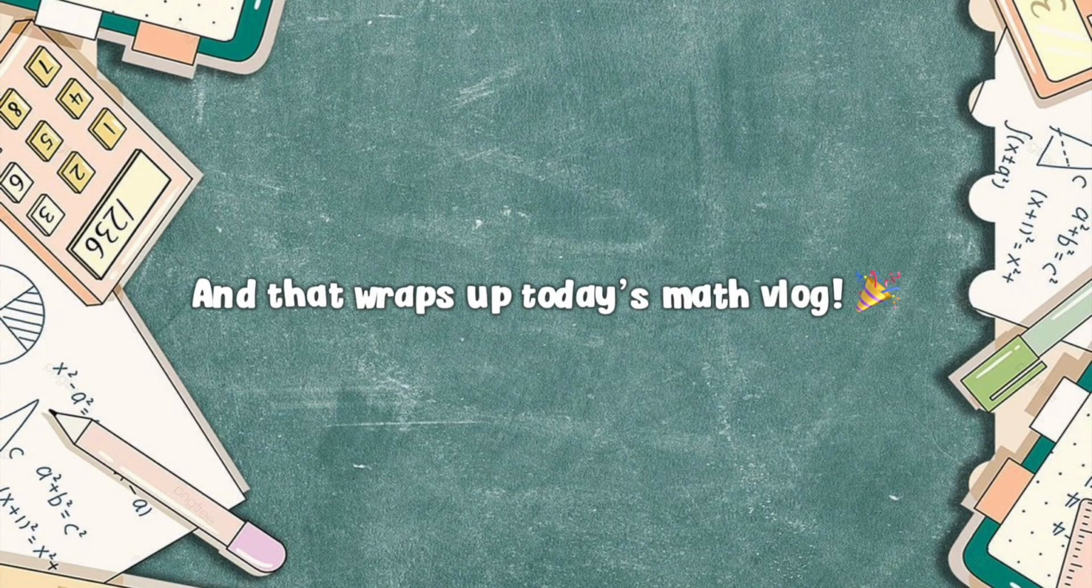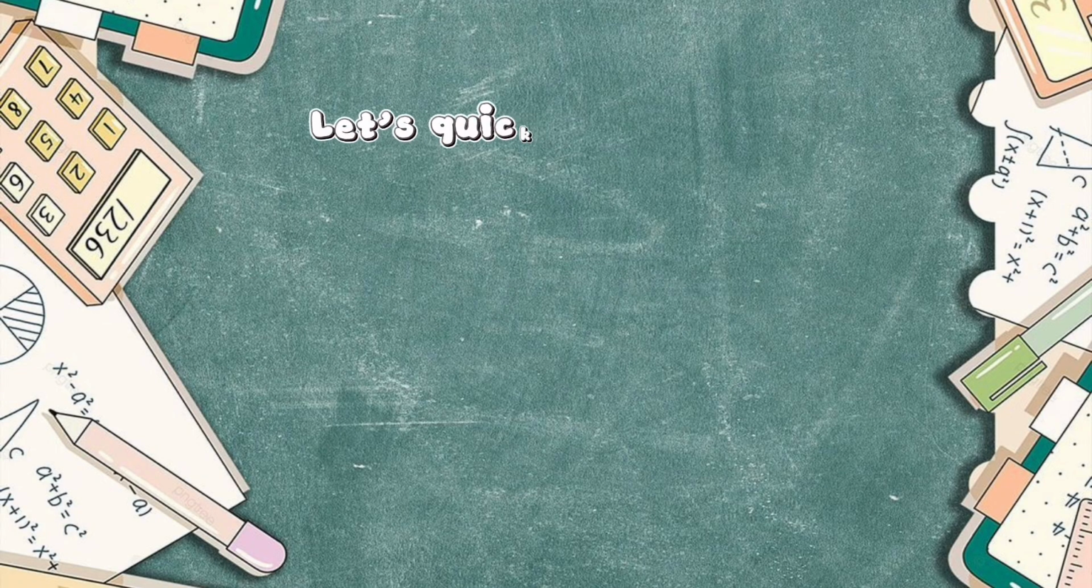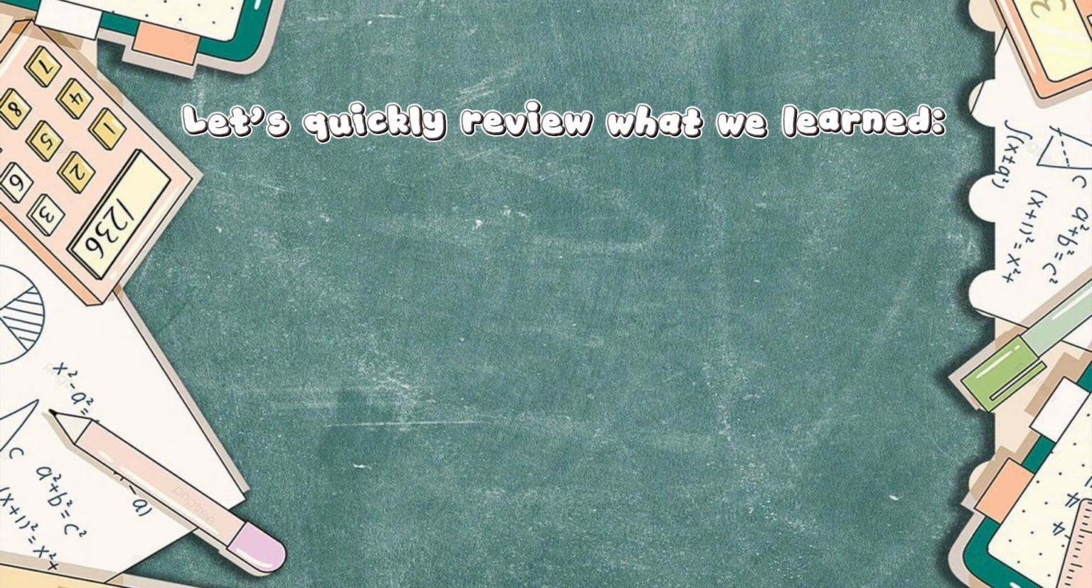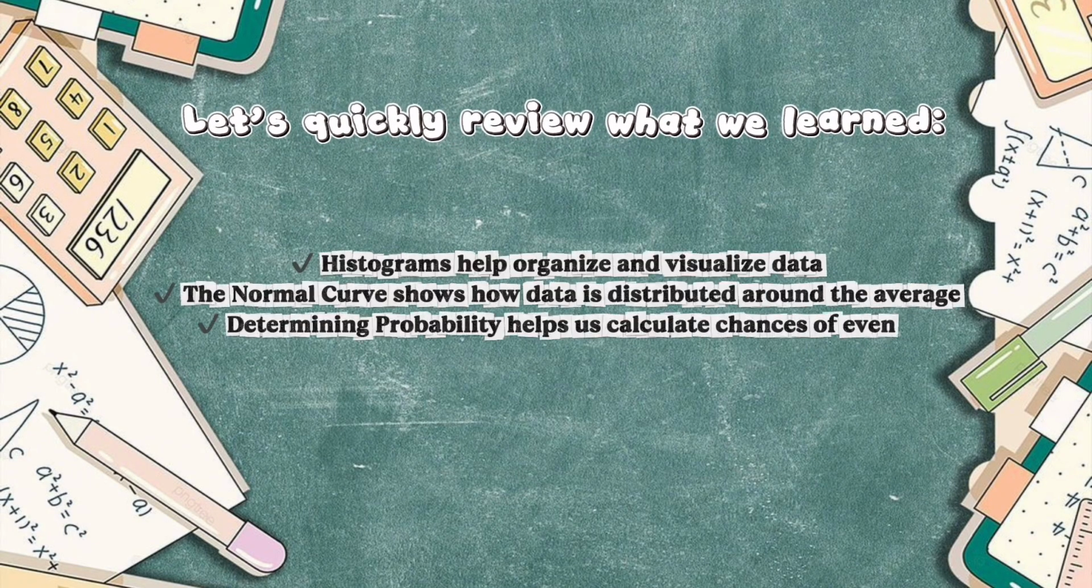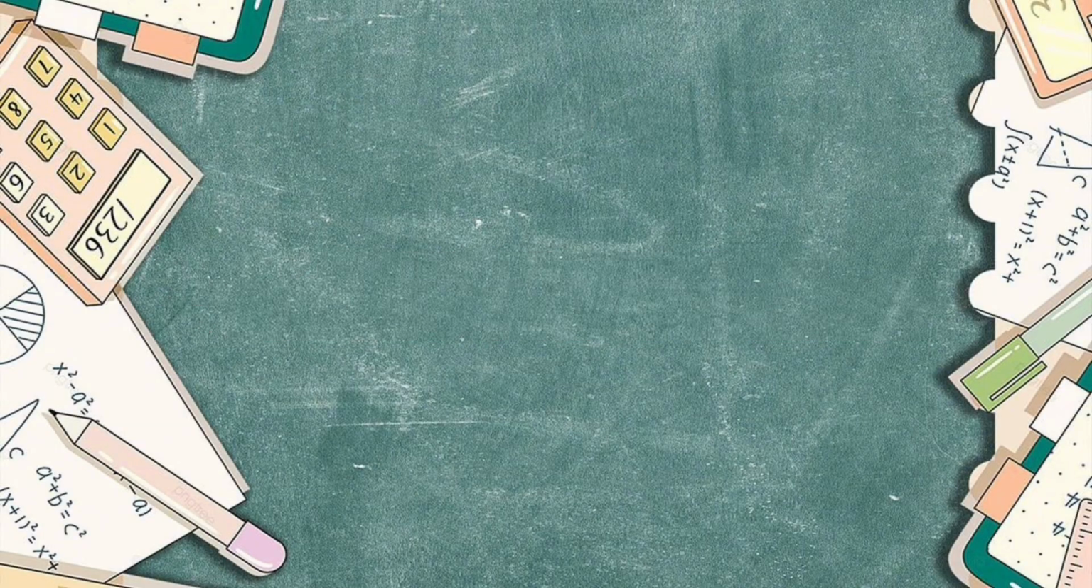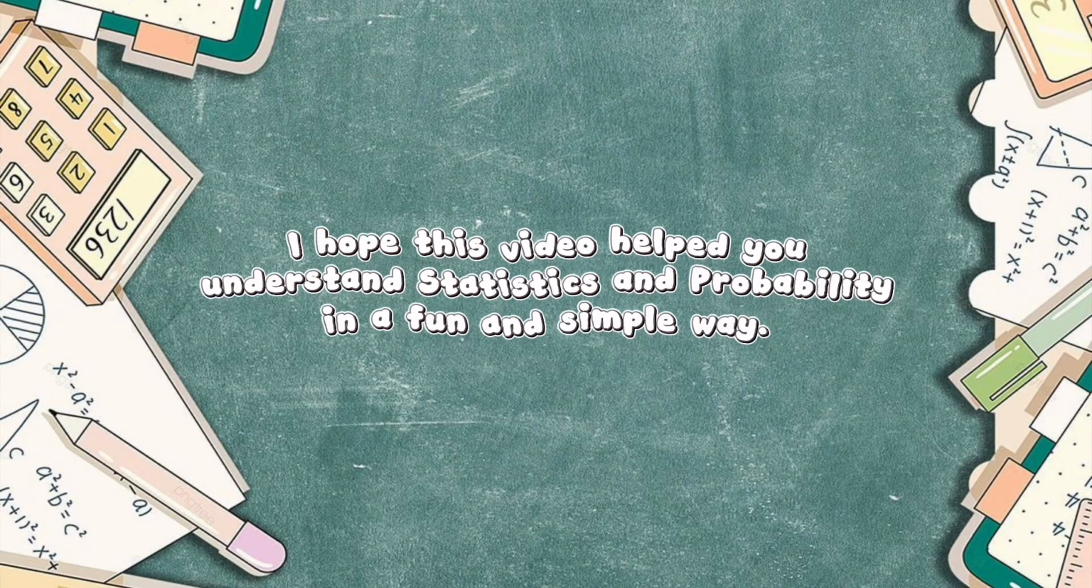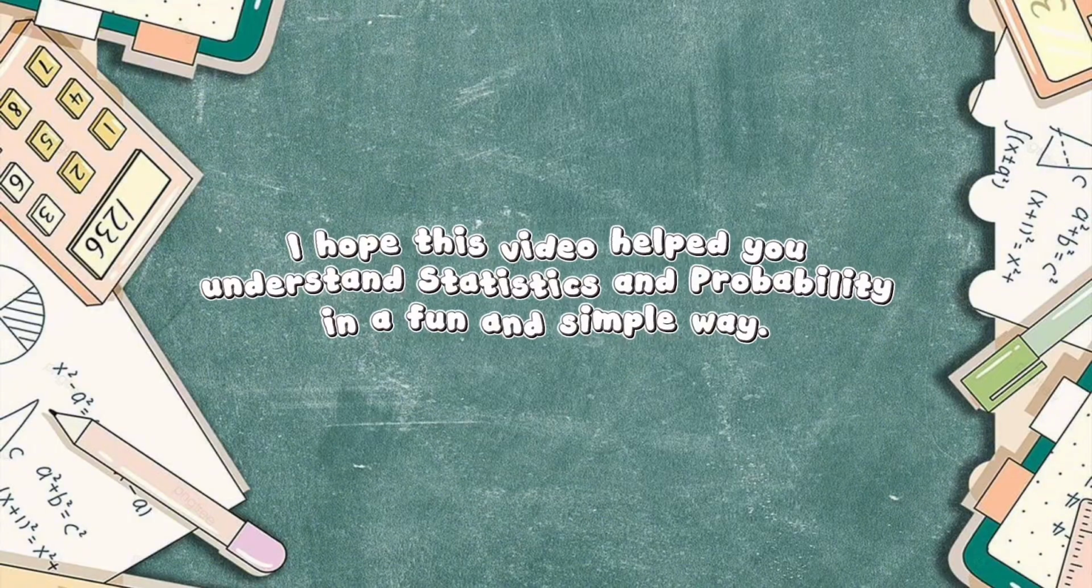And that wraps up today's math blog. Let's quickly review what we learned. Histograms help organize and visualize data. The normal curve shows how data is distributed around the average. Determining probability helps us calculate chances of events. I hope this video helped you understand statistics and probability in a fun and simple way.